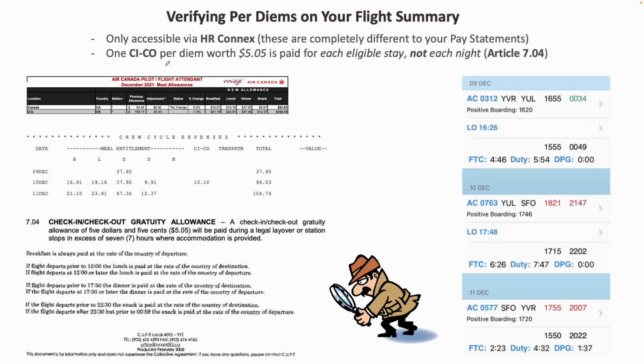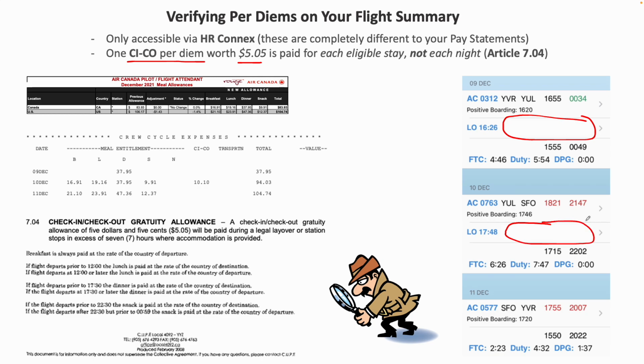We should also add that there is one CICO per diem, that is check-in, check-out, and it is worth $5.05 for each eligible hotel stay that you have in a pairing. So there were 2 hotel stays. One was in Montreal and one was in San Francisco.